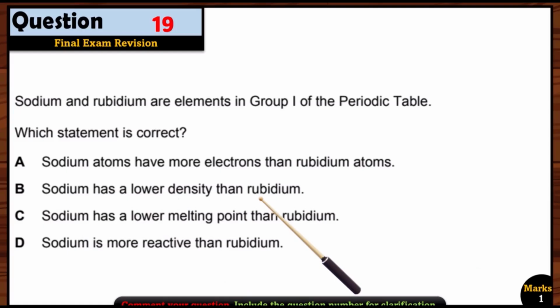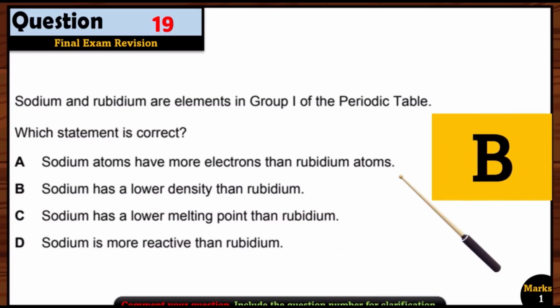Sodium has a lower density than rubidium. Yes, that's right, because sodium is above in the group, whereas rubidium is below. So that's why option B is the right option here.